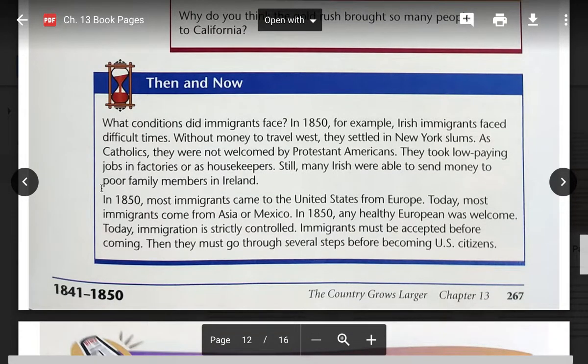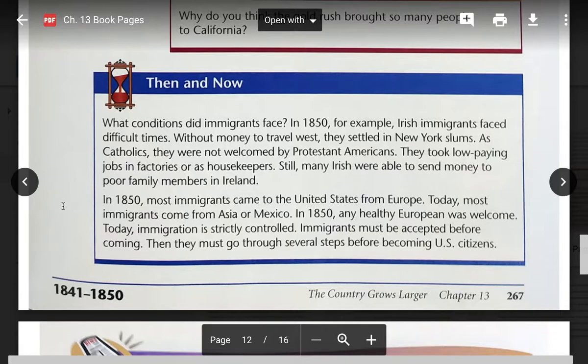Then and now, what conditions did immigrants face? In 1850, for example, Irish immigrants faced difficult times. Without money to travel west, they settled in New York slums. Slums are like ghettos or rough parts of town. As Catholics, they were not welcomed by Protestant Americans. Protestants are people that are not Catholics, but still Christians. They took low-paying jobs in factories or as housekeepers. Still, many Irish were able to send money to poor family members in Ireland.